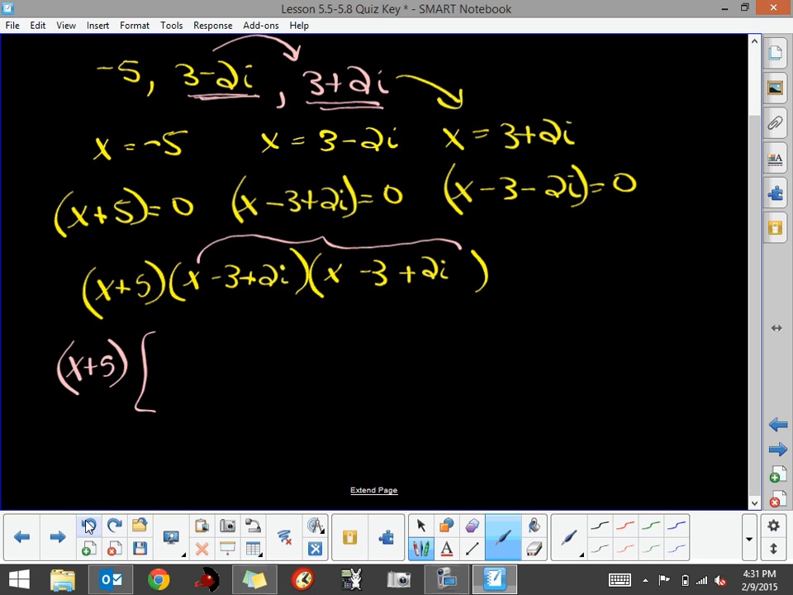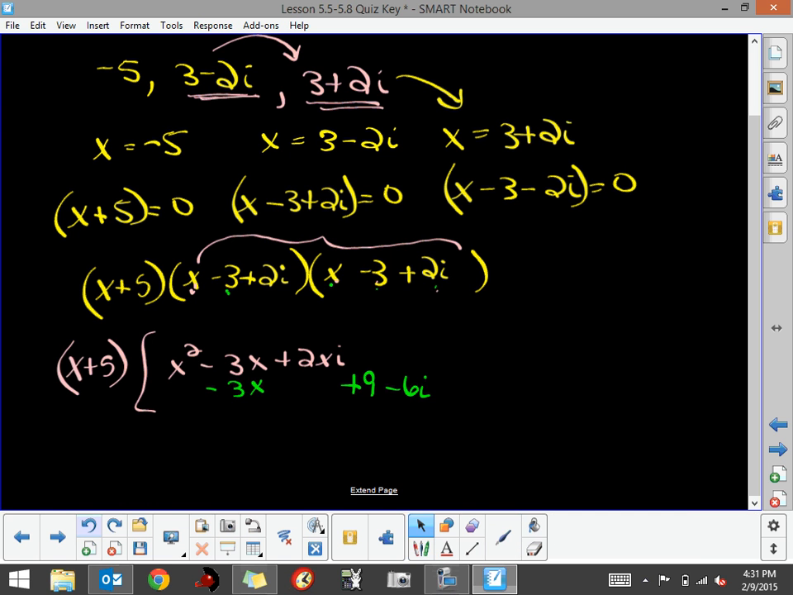So, all right, I got to take x times x, which is x squared. And I got to take an x times a negative 3, which is a negative 3x. I take an x times a 2i, which is a positive 2xi. Then we want to just multiply it through by the negative 3. So it's negative 3 times x, which is a negative 3x. That's a negative 3 times a negative 3, which is a positive 9. That's a negative 3 times 2i, which is a negative 6i. Now we're going to distribute through by the 2i. 2i times x is positive 2xi.